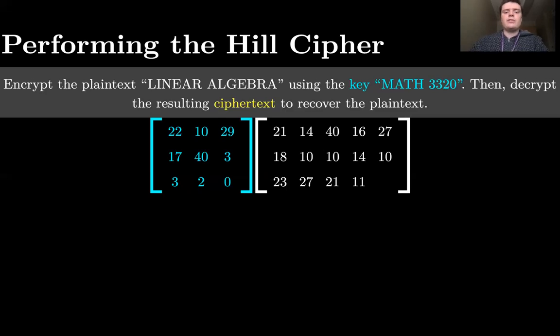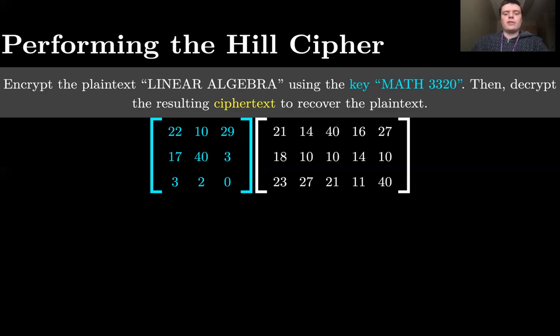Now, the message matrix has to contain the same number of rows as the key matrix. This is so that matrix multiplication is possible. Now, you'll notice this time, our plain text is only 14 characters, which is not a multiple of 3. So we'll pad out that message matrix with a space, which is 40 in our alphabet.